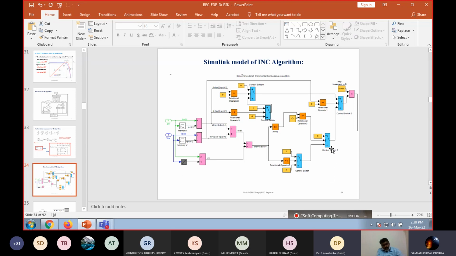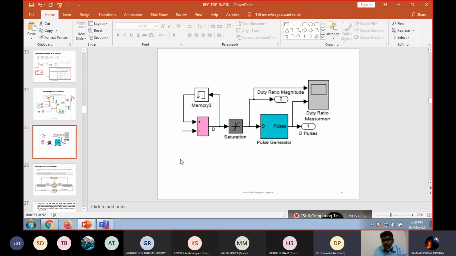These are control switch 2, and this one is control switch 1. So you need to pass the signal like this, and the updated value of D is passed through the saturation block before being sent to the pulse generator, like in your P&O method. The next slide shows the saturation point. After that, we get some pulses, and these pulses are given to your boost converter.